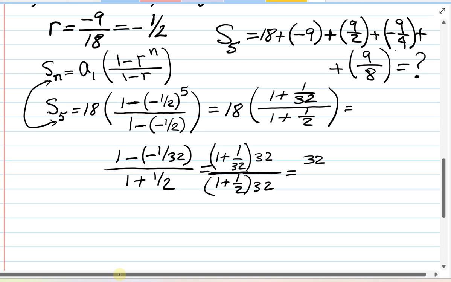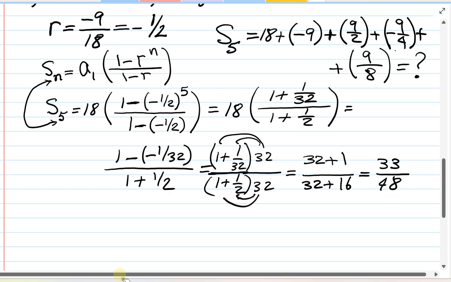That's going to be 32 plus 1. I'm distributing now. 32 times 1 is 32. 32 times 1/32 is 1. In the denominator, 32 times 1 is 32. And 32 times 1/2 is 16. So this is going to be 33 over 48. True? That's what that is. Okay. 33/48.